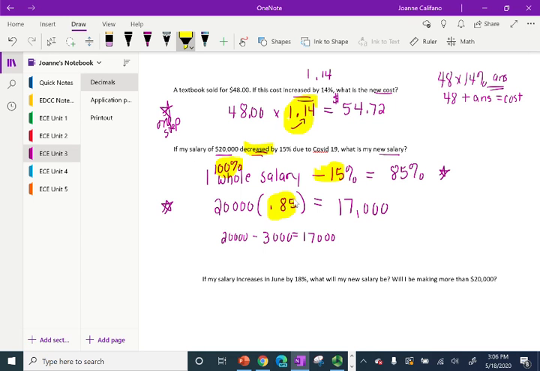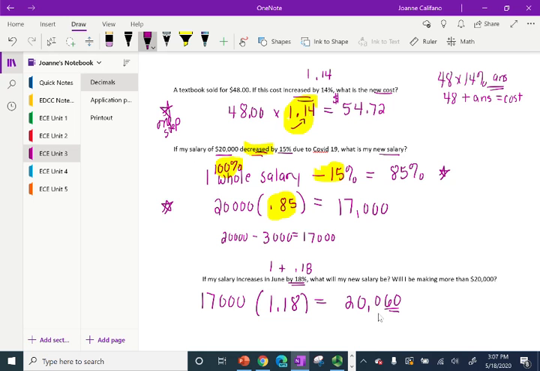Okay, now I got this last problem. If my salary increases in June, so this 17,000 increases in June by 18%, someone might say, hey, that's awesome. You might have lost 15%, but now you're gaining 18%. Wow, you're going to be making so much more money. Aha. So we're going to multiply this by not just the 18%, but by 1 plus 18%. And then let's see what that new salary will be. 17,000 times 1.18. Wow. Oh gosh, wait, hold on. I'm only making 20,060.